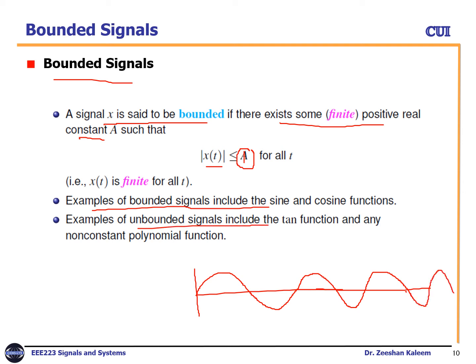Whereas unbounded signals include the tangent function and any non-constant polynomial function. For example, if you see the tangent function plot, you will see a graph like this one. It goes to infinity at some time t as well. So when you put some value t into tangent, it may result in infinity, so it is a type of unbounded signal. If you input any time and you get a finite number, it is bounded. And if you put any time value into a signal and get an infinite result, it is called an unbounded signal.